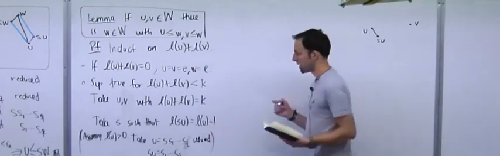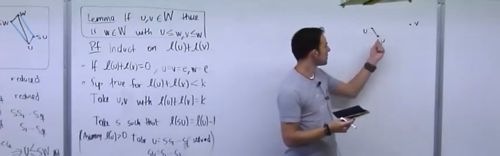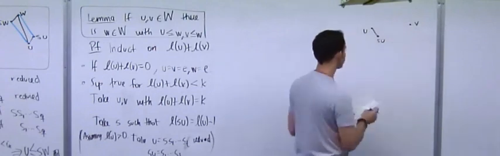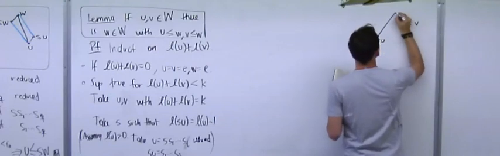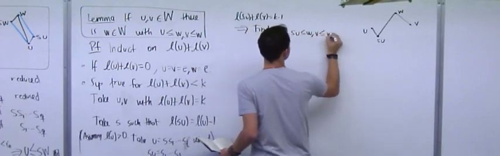And now I can apply my induction hypothesis, which says that SU and V have something which is bigger than both of them. Okay. Since the length of SU plus the length of V is k minus 1, I can find W with SU less than W, V less than W. Okay?